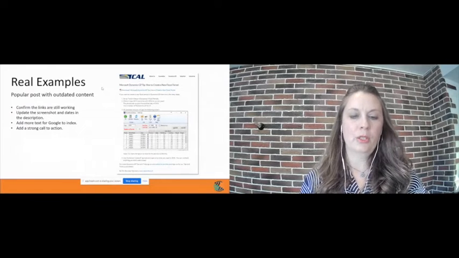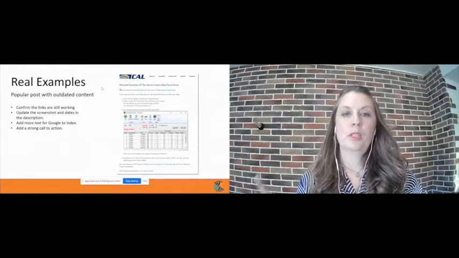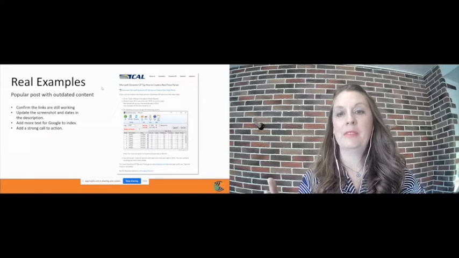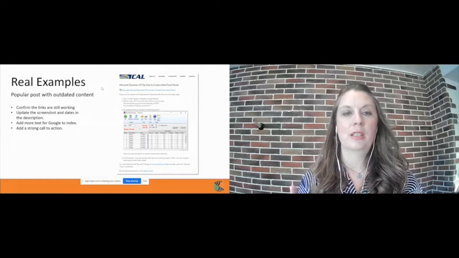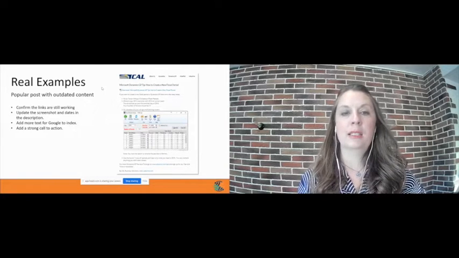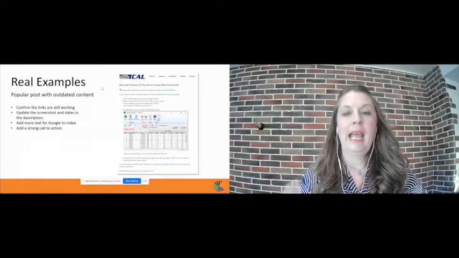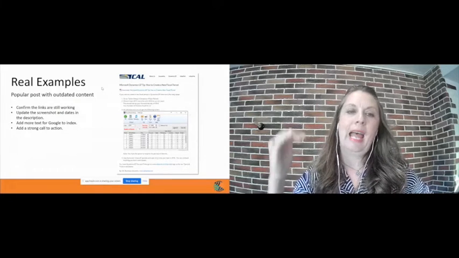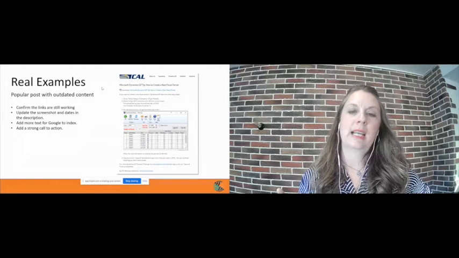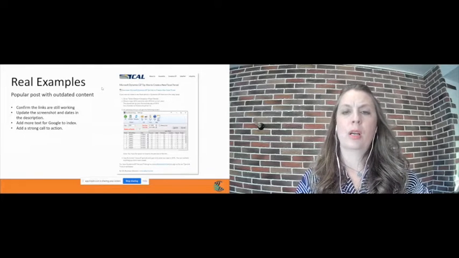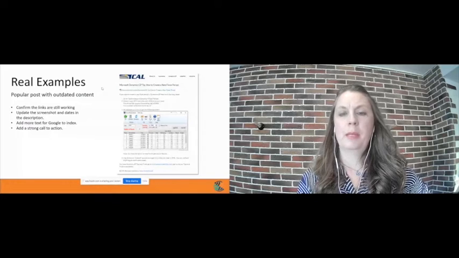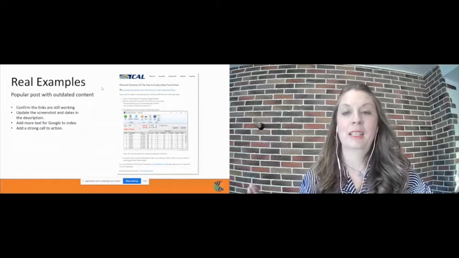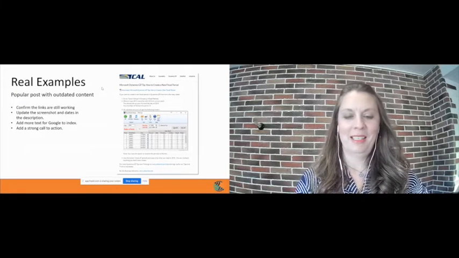Another example from Cal Business Solutions would be a popular post, but the content is outdated. So I'd want to confirm the links are still working. This one has a PDF download. Definitely want to make sure that the information in there is still accurate. I would update the screenshots, update the dates that are in the text. And this is actually a really short post, even though it gets a lot of traffic. So I'd want to see if I could add more content on there for Google to index and also add a strong call to action. So it could be that if a lot of people are looking at this, they might need our training services. They might need an upgrade. They might need a move to Acumatica, whatever it may be that's your company's goal.